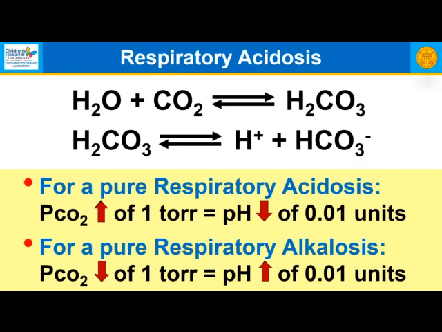So here it is. For pure respiratory acidosis, for every increase in PCO2 by 1 torr, pH falls by 0.01 units. Conversely, for pure respiratory alkalosis, for every fall of 1 torr, pH increases by 0.01 units. Now, some of you may have learned a 1 to 0.8.